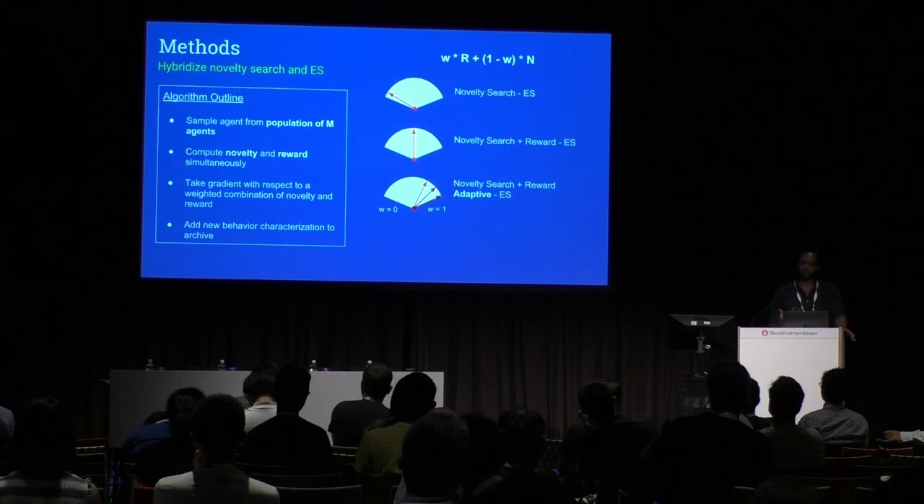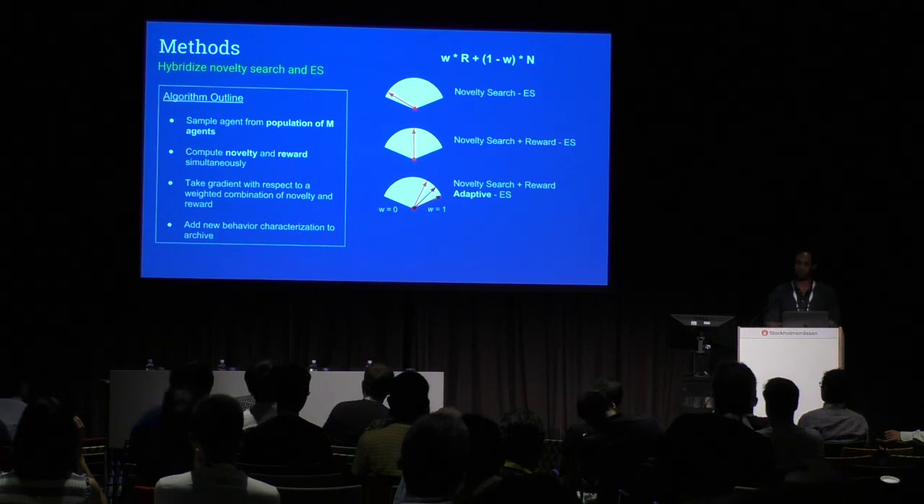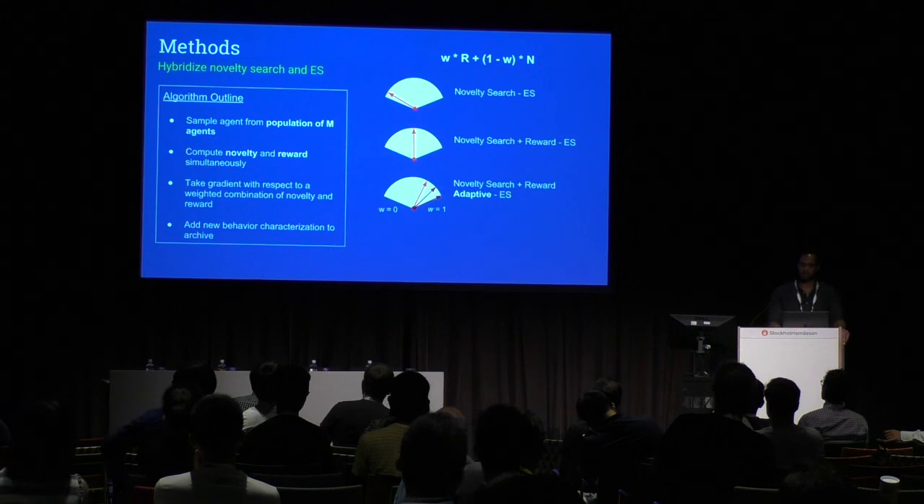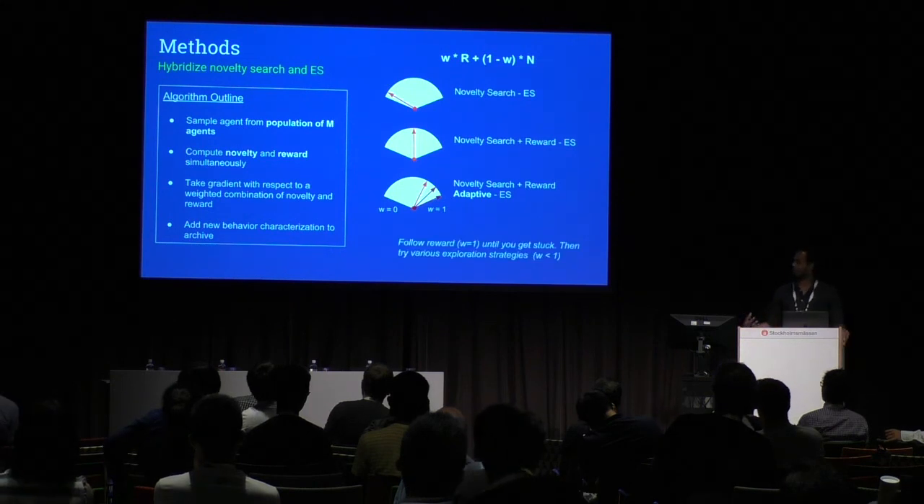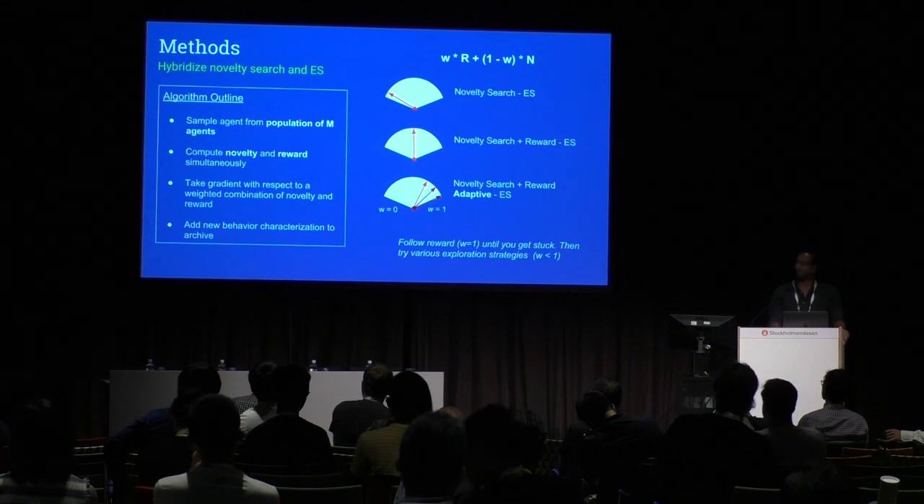And so we introduced three types of methods with varying levels of W, the first being novelty search ES, which only follows novelty steps, a second which trades them off equally, and a third method that's an adaptive method, which starts out following reward initially, and then starts to try out different values of W when it gets stuck.